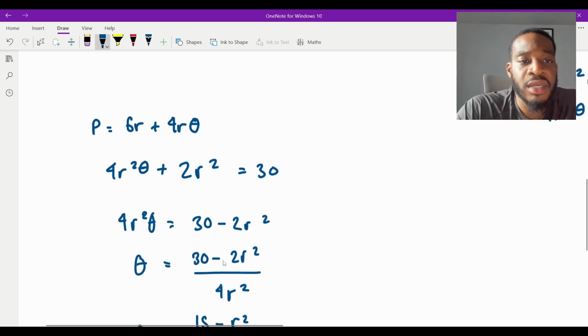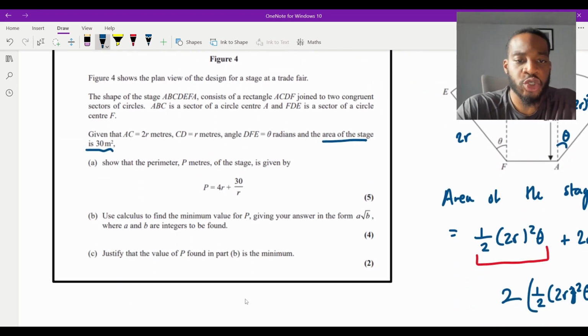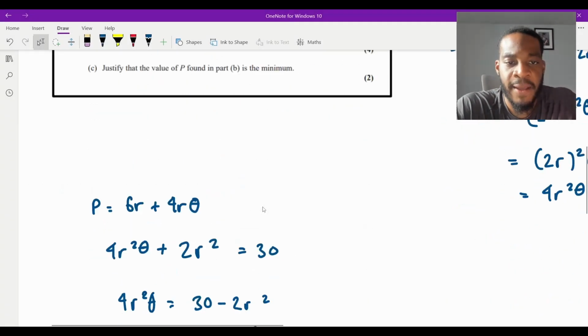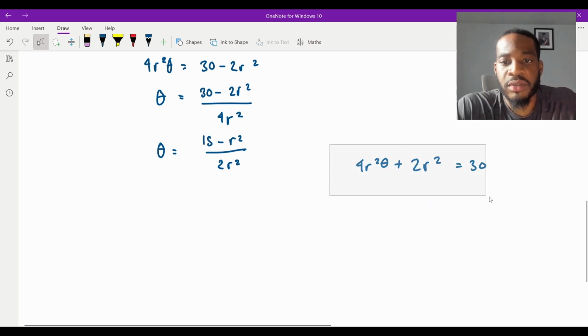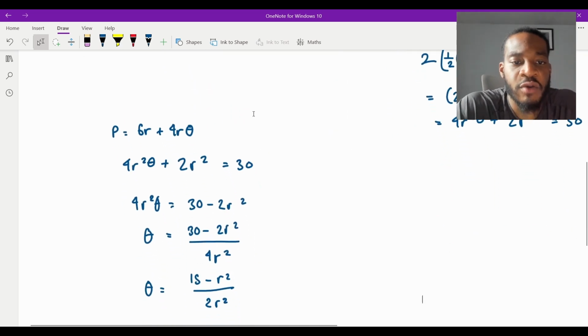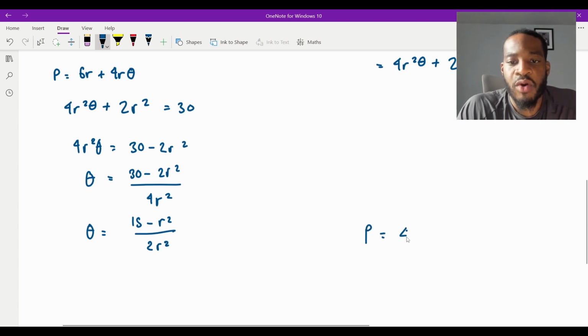So that's theta. Now I need to put theta back in here. Now remember, it's a show that question. Always have what you need to show in mind, just so you can see where you're going and if you're on the right track. So I'm going to put that there. Or you know what, I'll just write it. P equals 4r plus 30 over r. That's what we need to show.